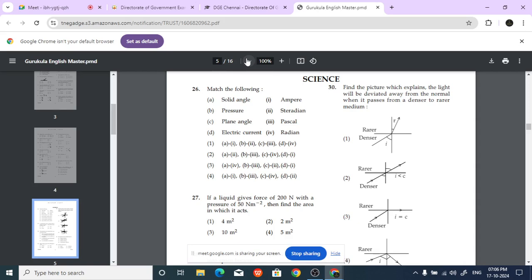Now why are they giving it like this? Here you see I is the incidence, R is the refraction. It is actually R that is greater than I, they have said. But the picture shows something different.